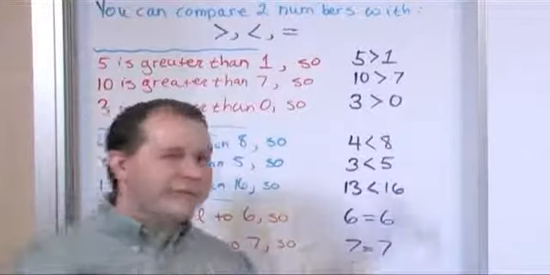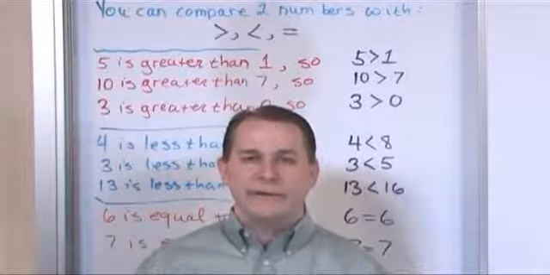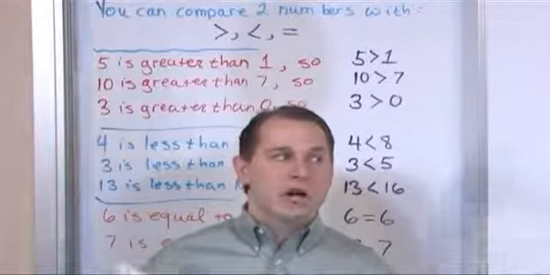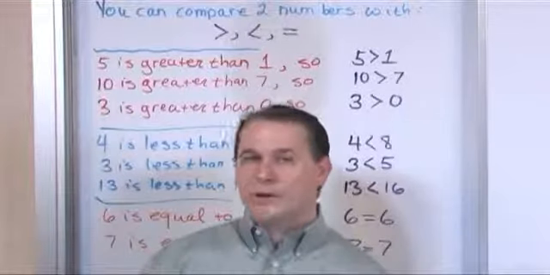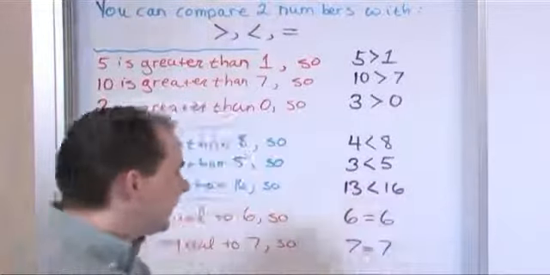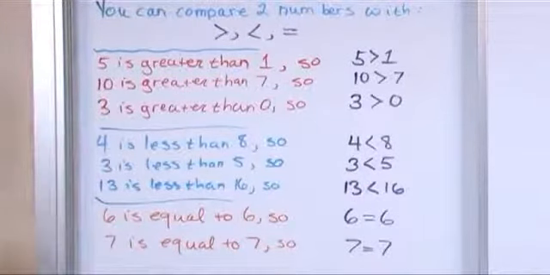Here, we're doing it with numbers, so it seems obvious. But later on, when we use the equal sign in algebra equations, you're not going to know the answer. You're going to have to solve the equation to find the answer using the rules that we're going to give you. And that's what that's telling you. So that's really it: greater than, less than, or equal to.